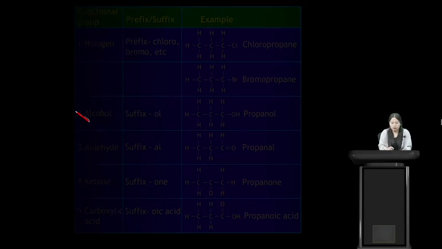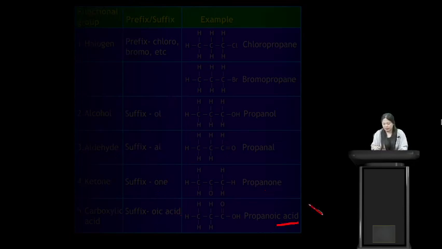If the alcohol group is present, the suffix ol will be used. So here we have propane, and the suffix ol will be added, giving propanol. If the aldehyde group is present, the suffix al will be used. And if the ketone group is present, the suffix used will be one, that is propanone. And if the carboxylic acid group is present, the suffix oic acid will be used.